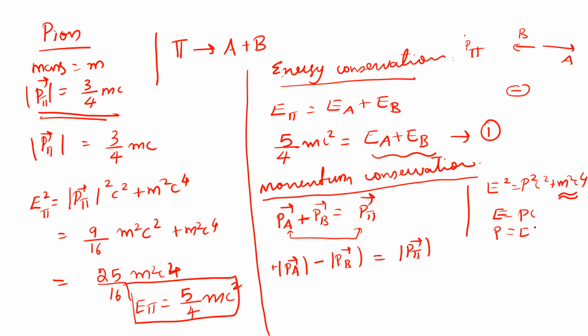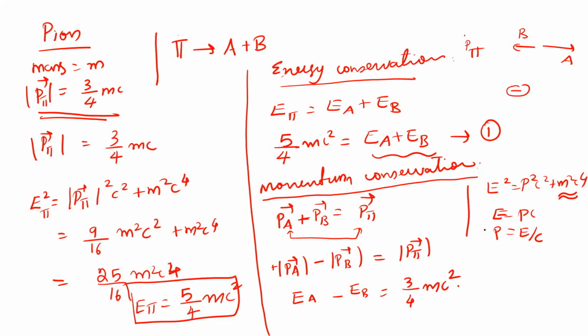Or P is equal to E divided by C. Okay? So we can use that here. EA by C minus EB by C is equal to what's P pi? That's equal to 3 by 4 MC, or EA minus EB is equal to, we can multiply throughout by C. So EA minus EB is equal to 3 by 4 MC square.